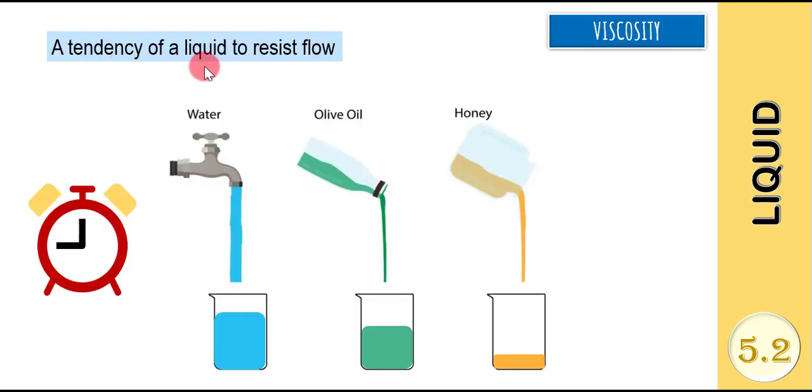Viscosity is the tendency of a liquid to resist flow. In this diagram, we have three different types of liquid: water, olive oil, and honey. At a certain time, water will fill the beaker faster than olive oil and honey. From this, we can conclude that honey has the highest viscosity, followed by olive oil, and water has low viscosity.